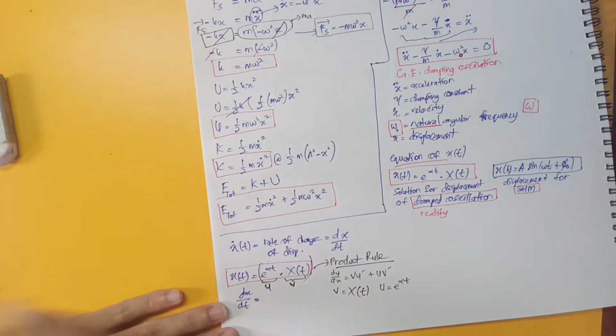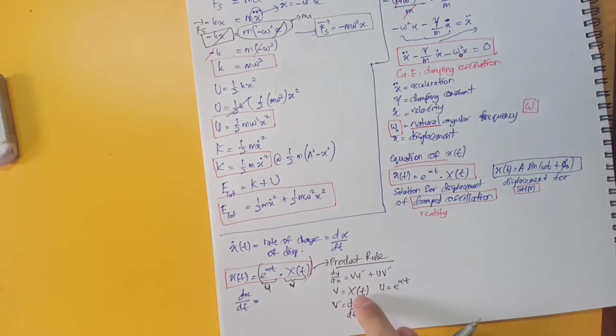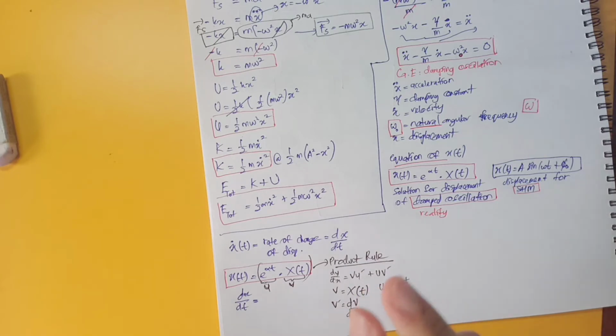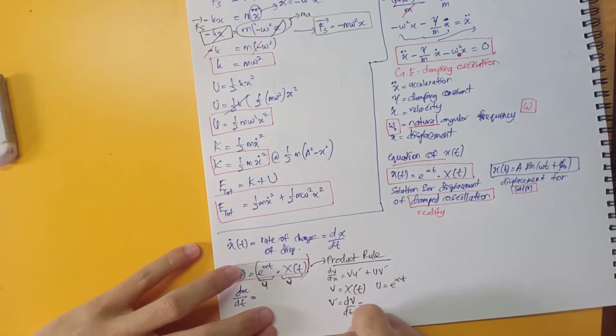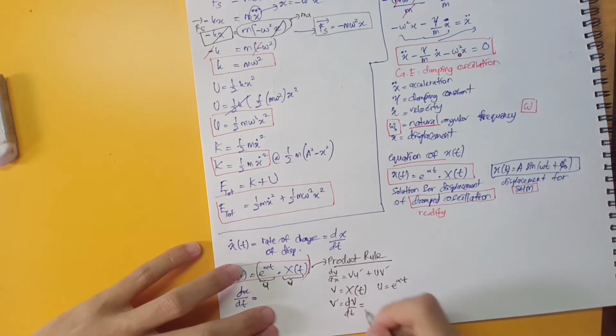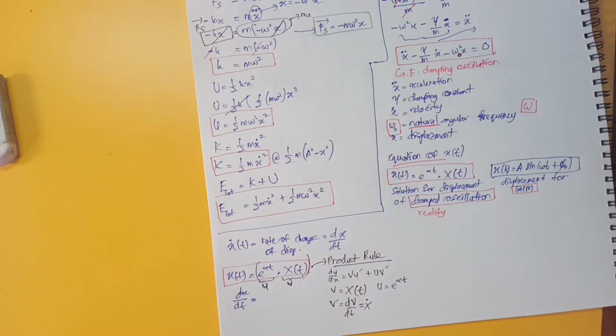Now to differentiate this, we find that v prime is equal to dv over dt. It's like we differentiate this equation with respect to time. Since this is capital X, which is the real displacement, the rate of change of the real displacement is the velocity, which is X single dot. So far so good.